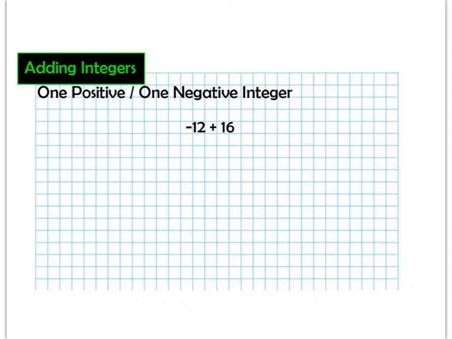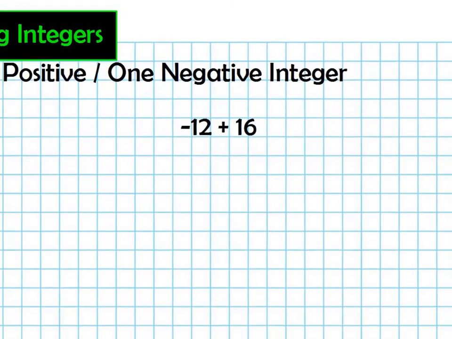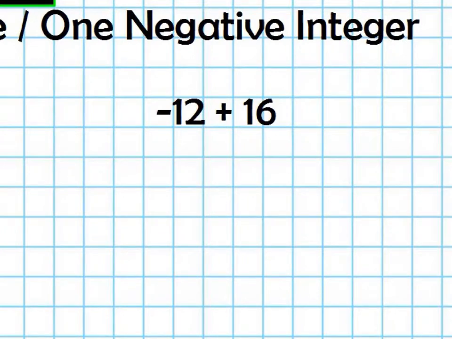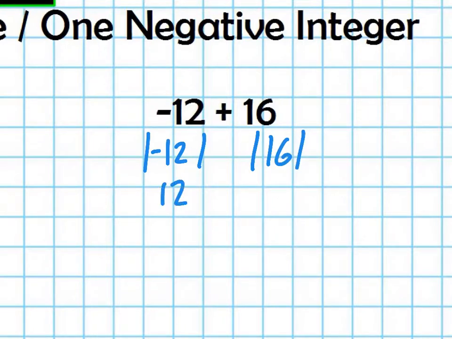Next, I'd like to demonstrate how to add one positive to one negative integer. We're going to add negative 12 to 16. Since they have different signs, we're actually going to subtract their absolute values. Start by finding the absolute value of both integers. The absolute value of negative 12 is positive 12, and the absolute value of 16 is 16.